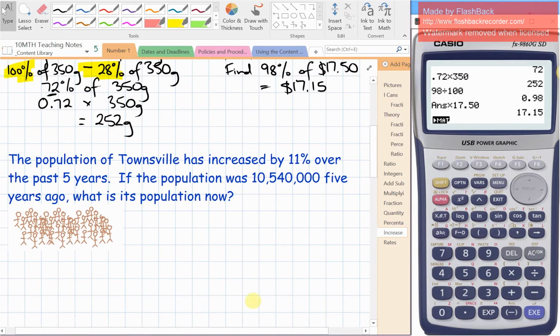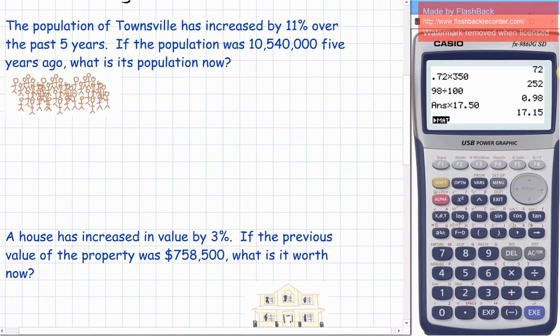Okay, let's have a look at some word problems. What you could do is pause the video now and have a go at them.